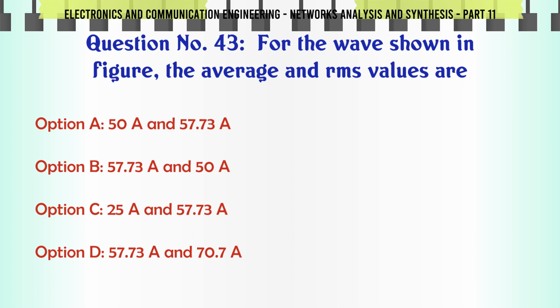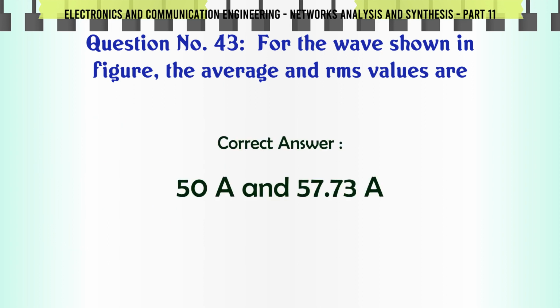For the wave shown in the figure, the average and RMS values are: A) 50A and 57.73A, B) 57.73A and 50A, C) 25A and 57.73A, D) 57.73A and 70.7A. The correct answer is 50A and 57.73A.